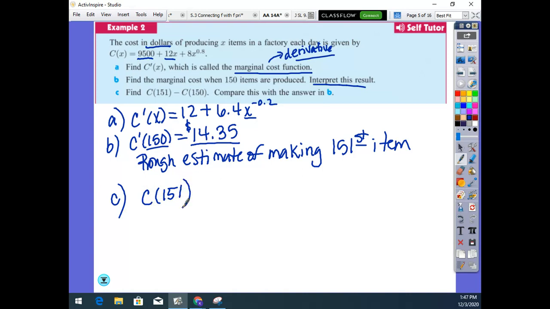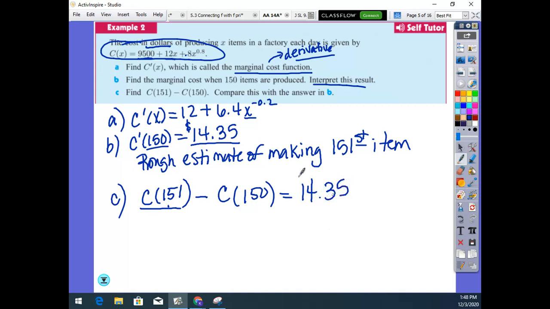Not the rate, not the marginal cost. This is just what's the cost of 151, because this tells us the cost of exactly that amount minus the cost of 150. And if we plug 151 into our original equation, subtract off the cost of 150 items, guess what? We get the exact same amount. Now, it's not usually that close, but it's usually within some dollars or cents. So this is a really good estimate.